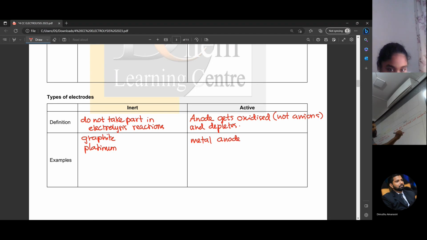All metal anodes. Now, think we put copper in as the anode. What is the reaction? Copper will become what? Copper 2 plus and 2 electrons.